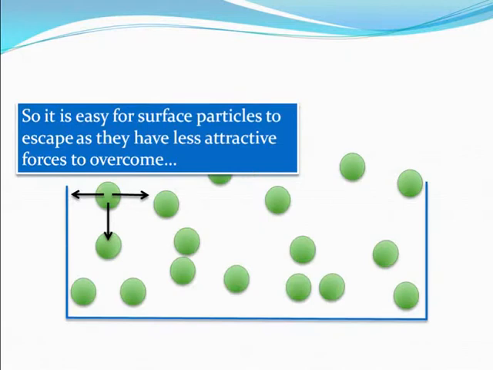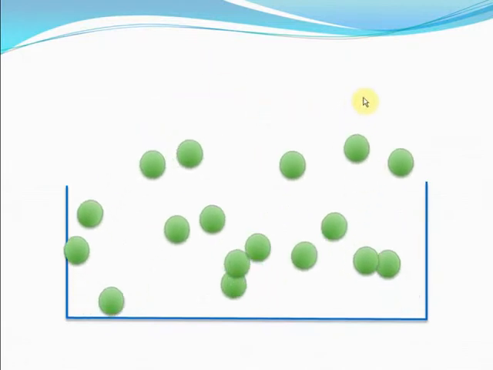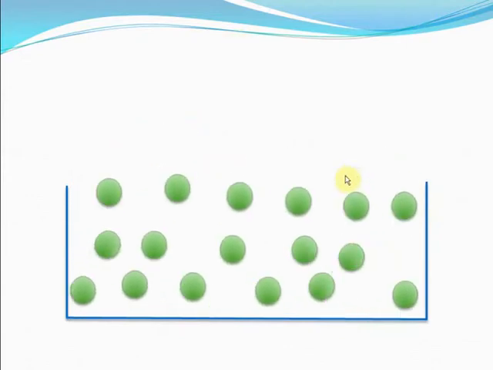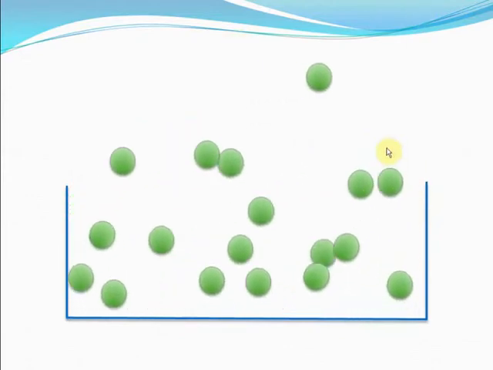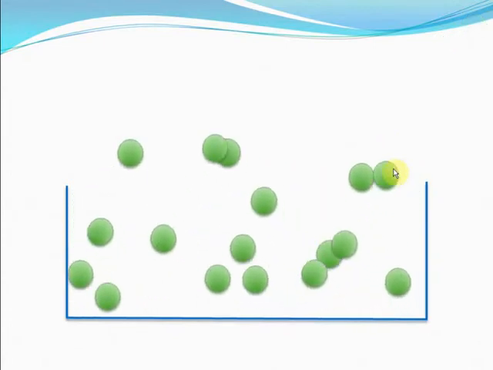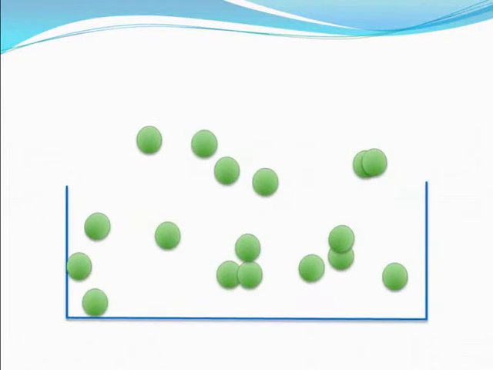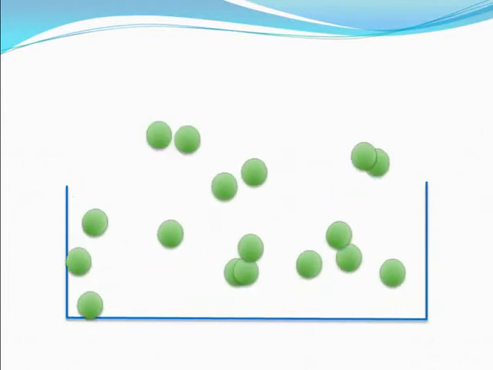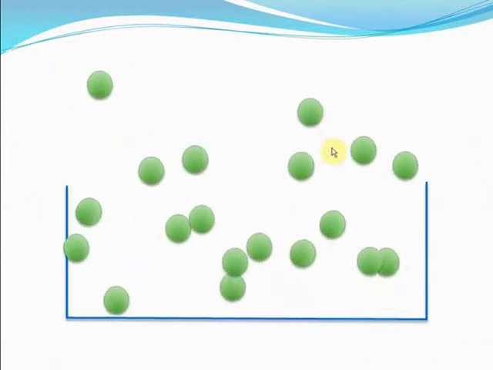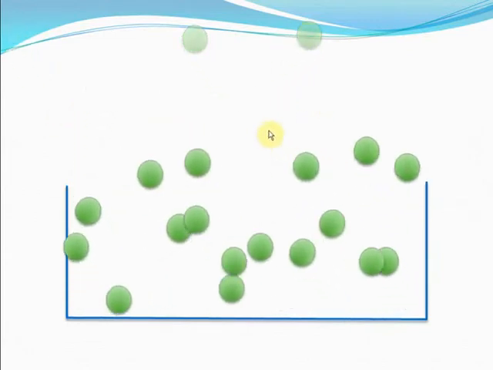And therefore, it is easy for the surface particles to escape from the liquid as they have less attractive forces to overcome. And that is the reason that even at room temperature, randomly some particles from the surface escape from the liquid, like this. So, even though the rate of escape of the particles is not as fast as in boiling, even then, particles do keep escaping after some time. You can see a particle escape here. See, two other particles have escaped here from the surface.